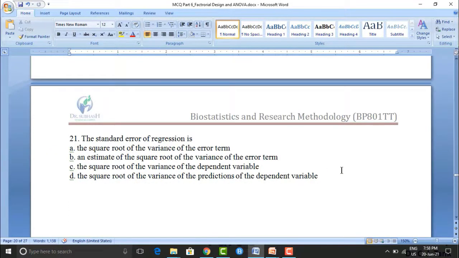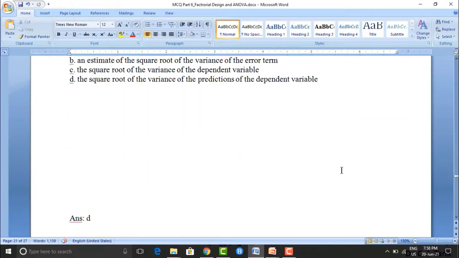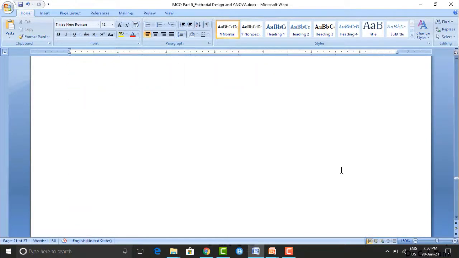The standard error of regression is option A, the square root of the variance of the error term, option B, an estimate of the square root of the variance of the error term, option C, the square root of the variance of the dependent variable, option D, the square root of the variance of the prediction of the dependent variable. Here the correct answer is D, that means the square root of the variance of the prediction of the dependent variable. The next question.